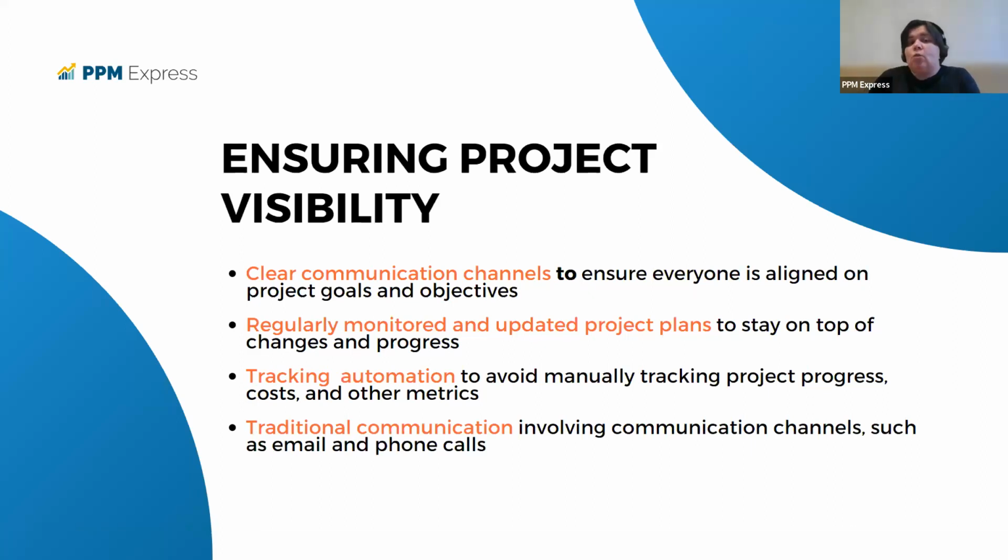Project managers may need to manually track project progress, costs, and other metrics if they don't use automated project visibility tools. Project managers may also rely on traditional communication channels, such as emails or phone calls, to stay in touch with the team members and stakeholders. So, while these methods can help mitigate some of the risks associated with limited project visibility, they may not be as effective as automated project visibility tools when it comes to identifying and managing risks quickly and efficiently.